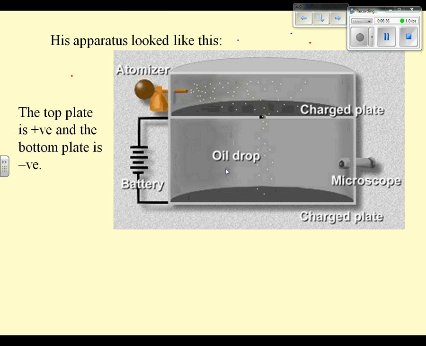The top plate is positive. The bottom plate is negative. Remember, all these oil droplets have a negative charge. So what does the top plate being positive and the bottom plate being negative do? It forces the charge up. Keeping in mind, there's also what force bringing it down? Gravity always brings you down. Electric forces are a little bit more uplifting.